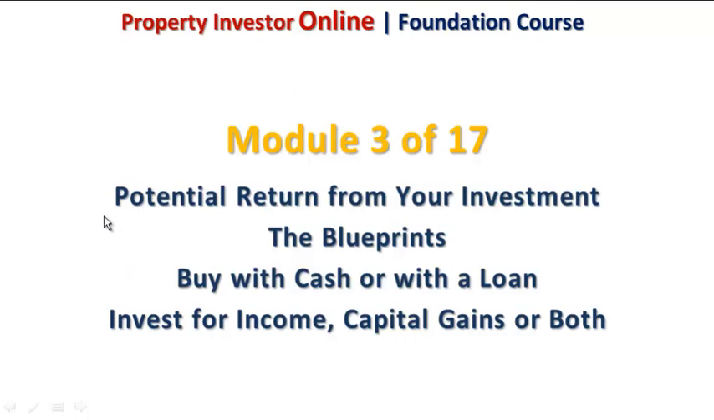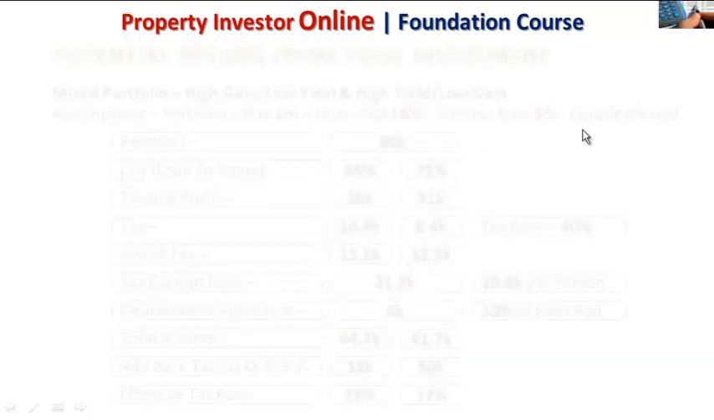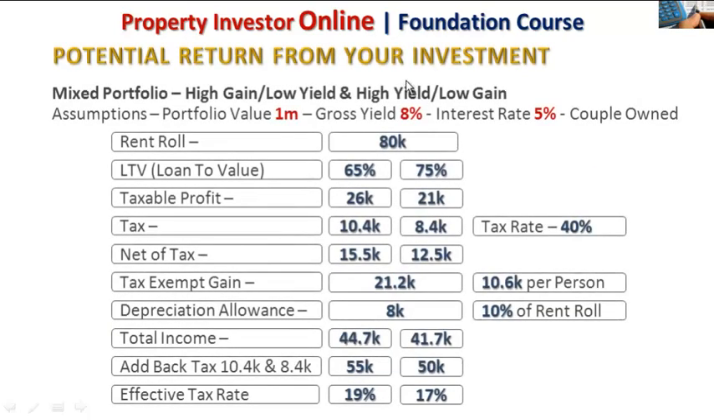In this module, we're going to look at the potential return from your investment, the blueprints which examine each financial aspect and allow you to enter your own variables and test out the aspect, look at the question as to whether it's better to buy with cash or with a loan, and look at whether you should invest for income, capital gains, or both. So let's move on and look at the potential return from your investment.